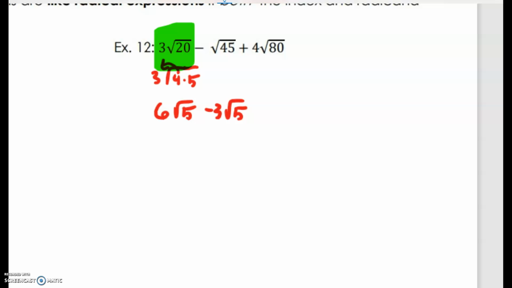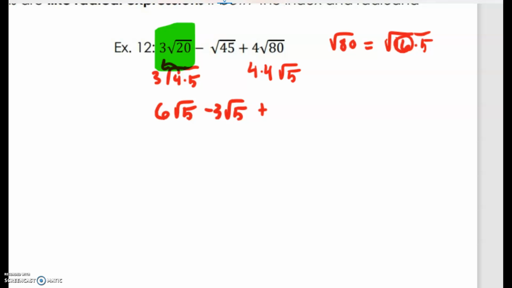And then 80. Okay, so we've got 80 is divisible by 16. Square root of 16 is 4. Okay, 80 is 16 times 5, and the square root of 16 is 4. So I can pull out a 4, but don't forget about this 4 that's already out here, right? So I'm going to have to multiply those two 4s together, and I still have this 5 underneath. So 4 times 4 is going to give me 16 radical 5.